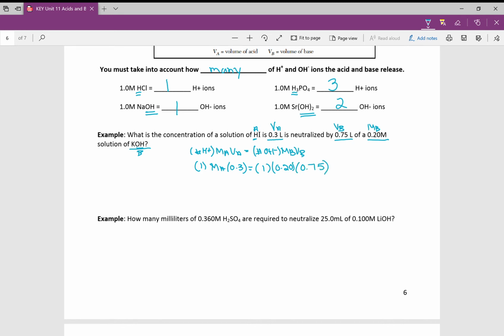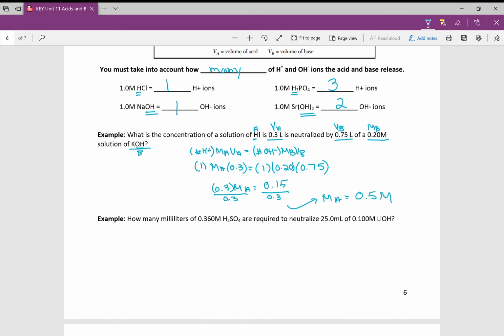And again, as long as all the information of the acid ends up on the same side together and all the information about the base ends up on the same side, you should be good. So then when you go ahead and do this, just be really careful. It's usually the math step that a lot of you guys have trouble with. If I do 0.2 times 0.75, you get 0.15. Then you have to make sure that you divide by the 0.3, and then that will lead you to your final answer of 0.5. And that would be in your molarity.